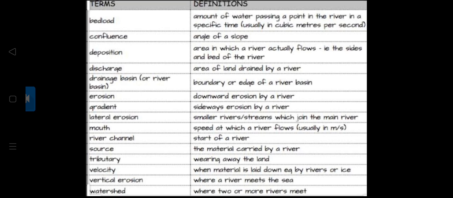If I have to define vertical erosion, in the previous class I had told you that this is basically vertical erosion. When does it happen? I spoke about headward erosion, lateral erosion, downward cutting or downward erosion. So in that itself, you will get your answer. Vertical erosion, watershed, where two or more rivers meet. Now, watershed, common sense, it's not where two or more rivers meet. These are very important terminologies which can help you all understand the lesson very well because they are repeated terms which have been mentioned here.